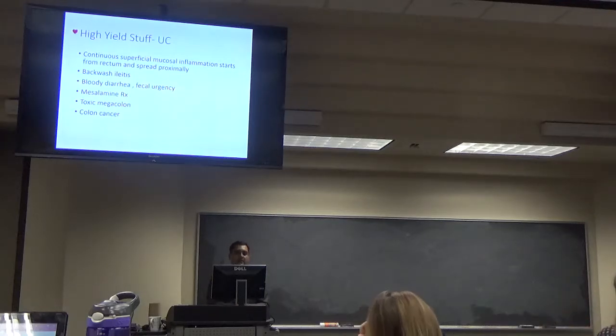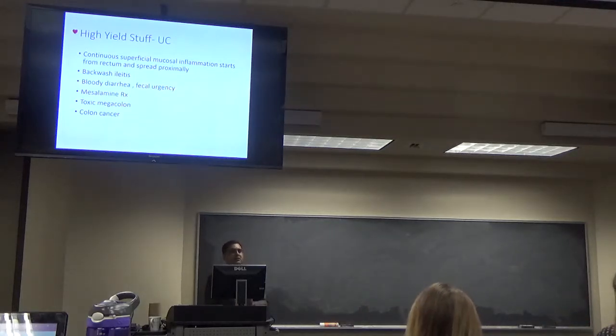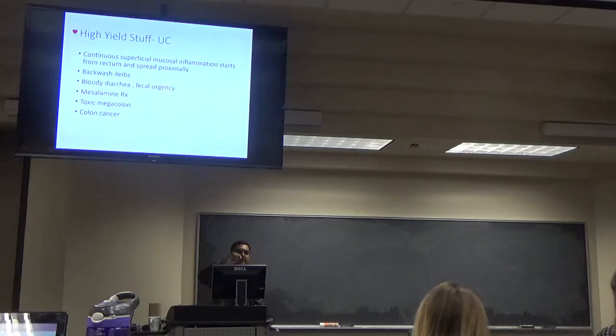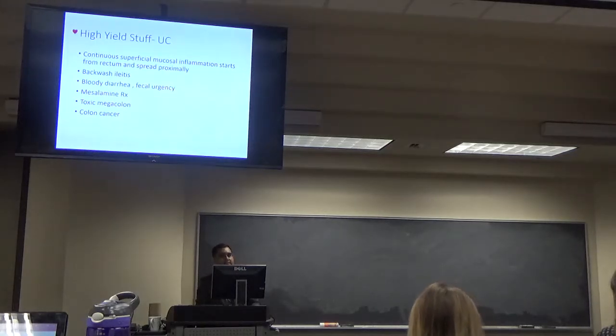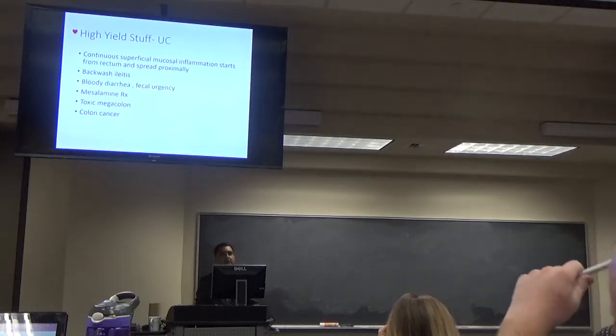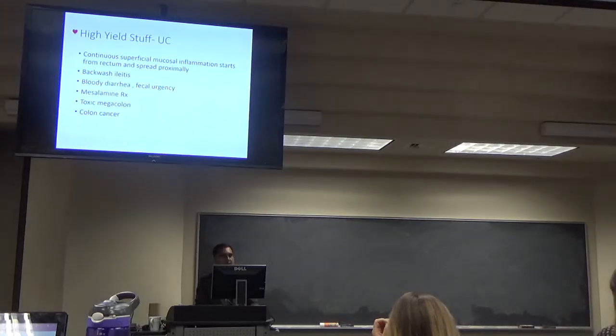Treatment of choice. Ulcerative colitis, superficial, mucosal inflammation, starts from the rectum and goes upward. You can have backwash ileitis. A little bit of terminal ileum will get involved because the colitis is going all the way to the cecum and maybe a little bit in the terminal ileum. Bloody diarrhea, urgency, common symptoms. Mesalamine. You start with mesalamine. If you don't treat, they can get toxic megacolon. And they also have increased risk of colon cancer.